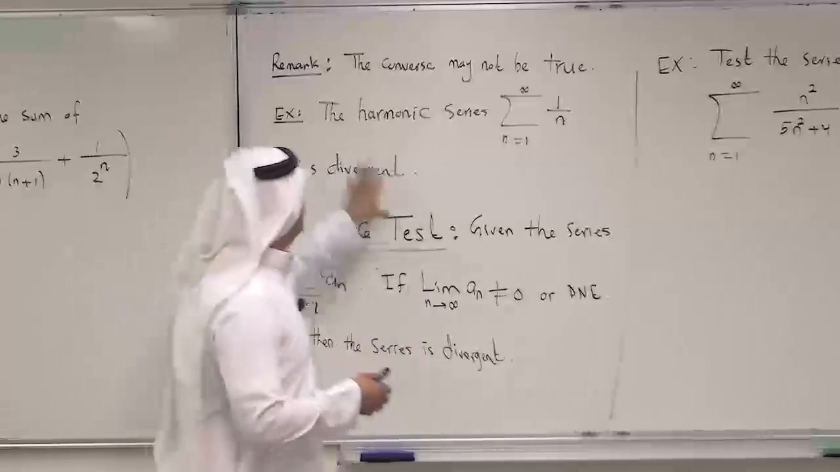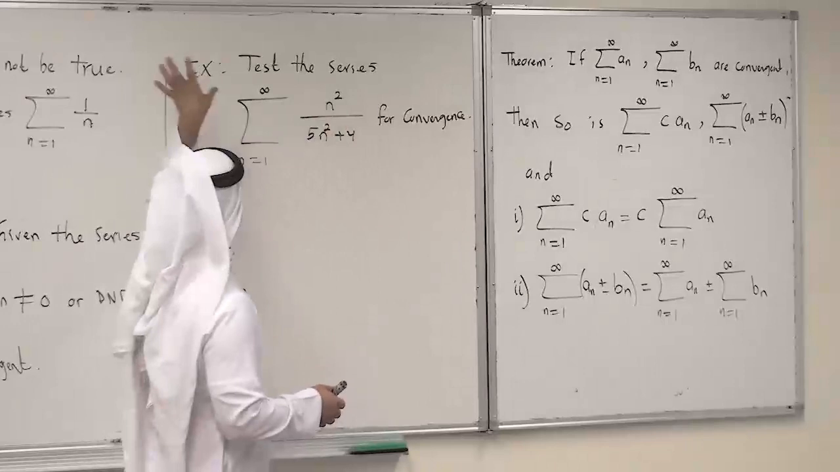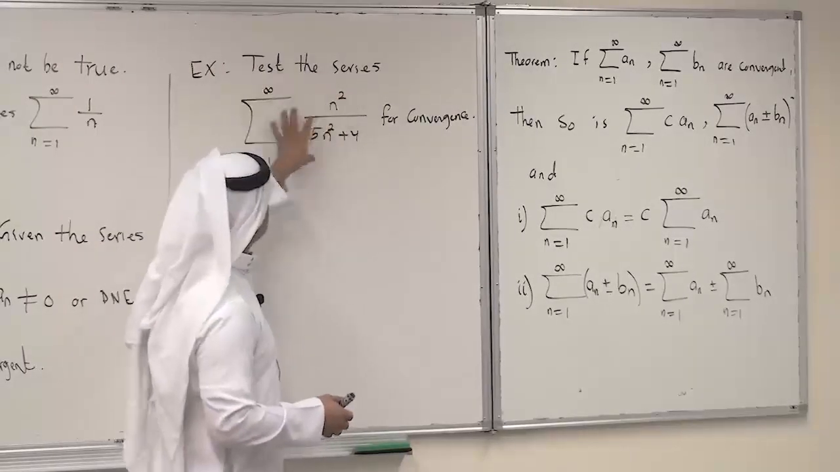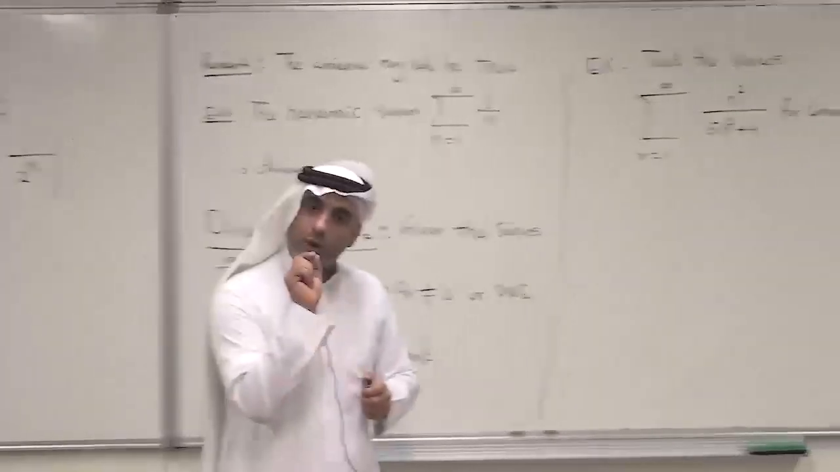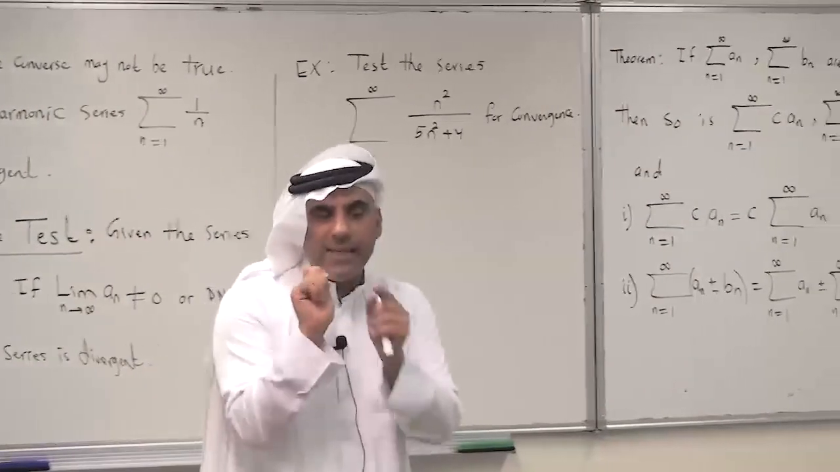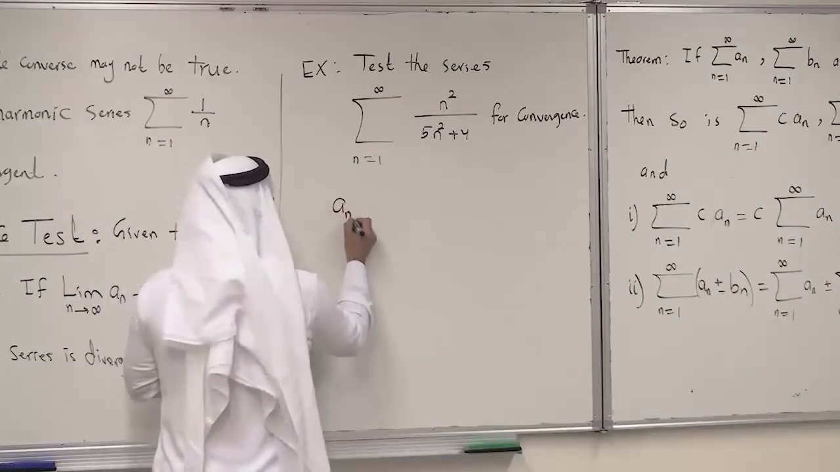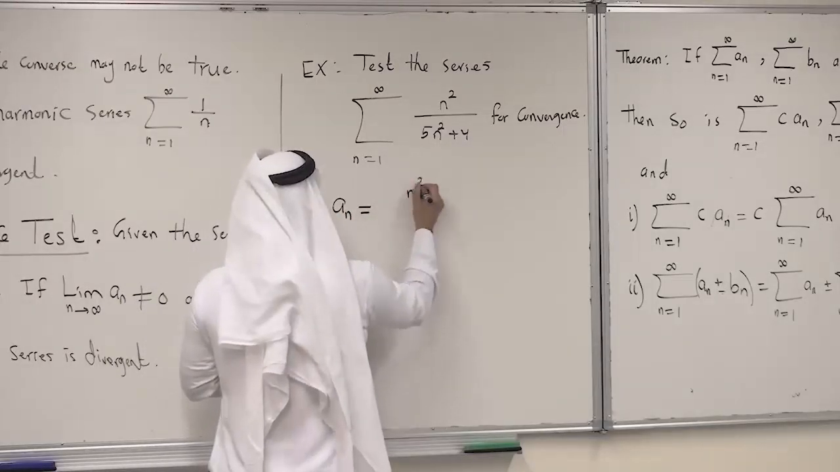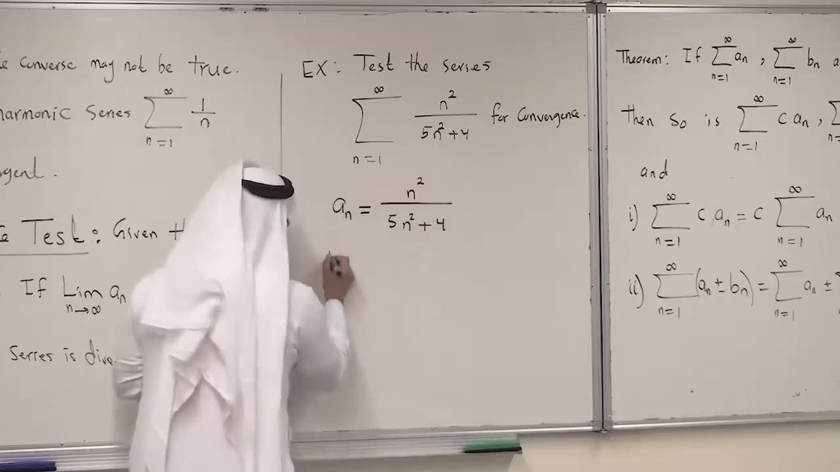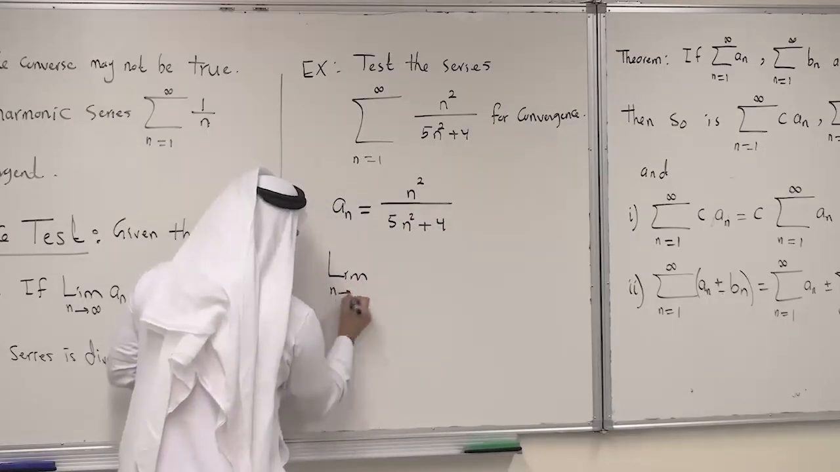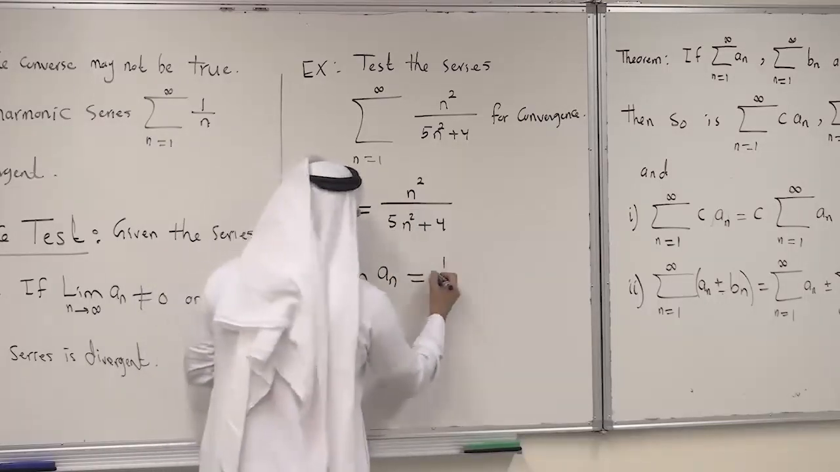Okay, let us see now how to apply the divergence test in a specific exercise. Assume we are given this series and the question says, test the series for convergence. Is it convergent or not convergent? It is always recommended to take a look at the nth term and see what its limit is as n goes to infinity. Here we have an, the nth term expression, which is n squared over 5n squared plus 4. Now, what is the limit of an as n goes to infinity? Clearly we have 1 over 5.